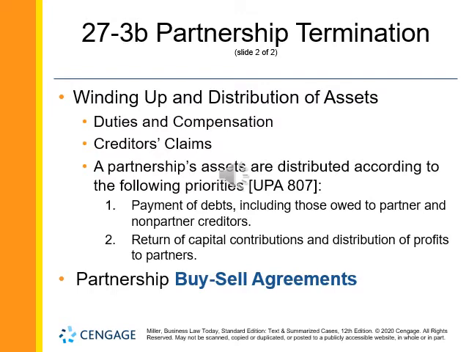Winding up. The second of two stages in the termination of a partnership or corporation in which the firm's assets are collected, liquidated, and distributed, and the liabilities are discharged. A partnership's assets are distributed according to the following priorities: payment of debts, including those owed to partner and non-partner creditors, return of capital contributions, and distribution of profits to partners.